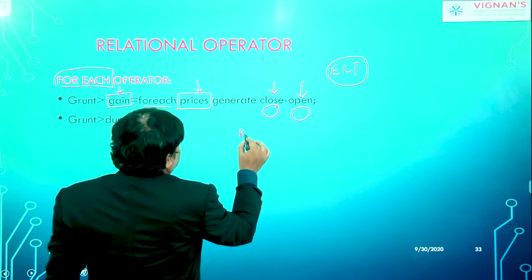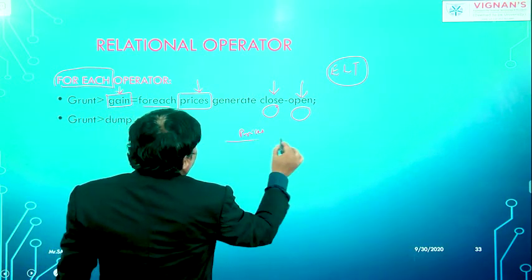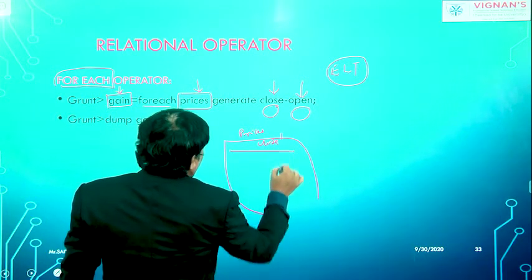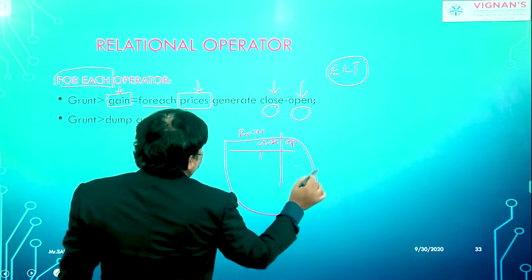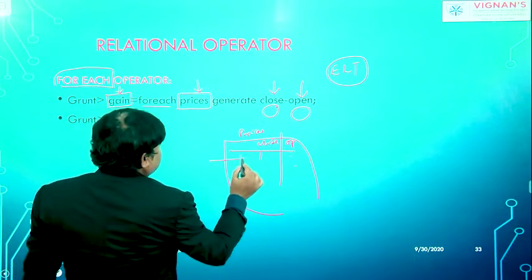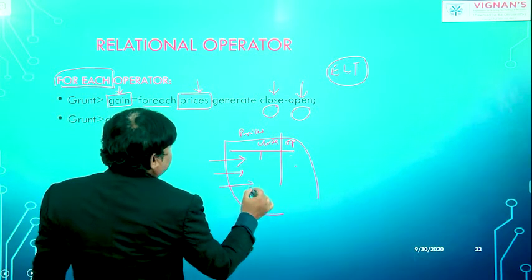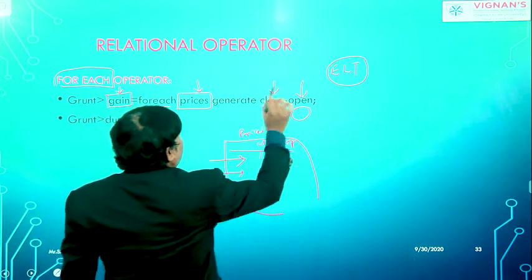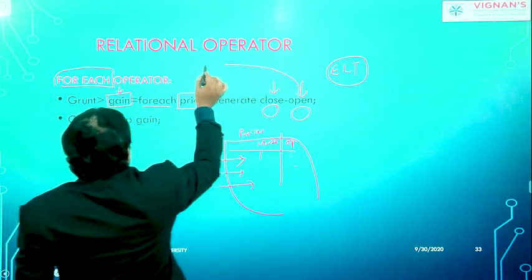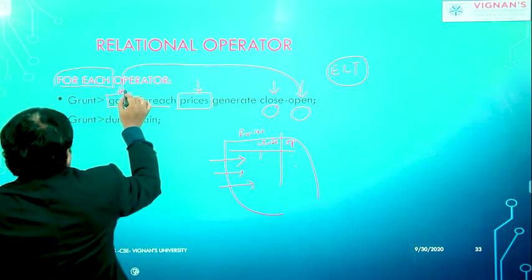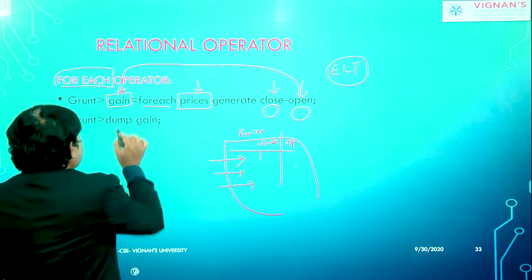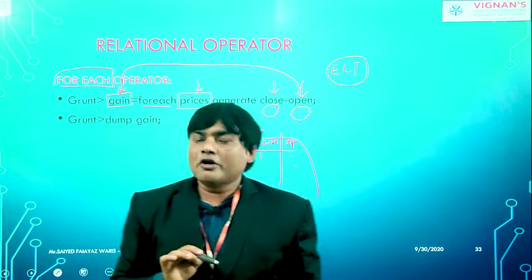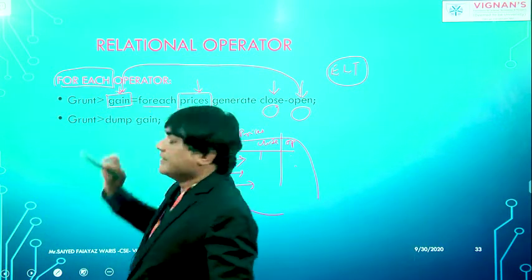Suppose you have a price relation like this, with a close field and an open field, and many values. It is going to search each and every row and perform the operation close minus open. Whatever results you get, you store back into this gain relation. Now we have a result inside the gain relation.